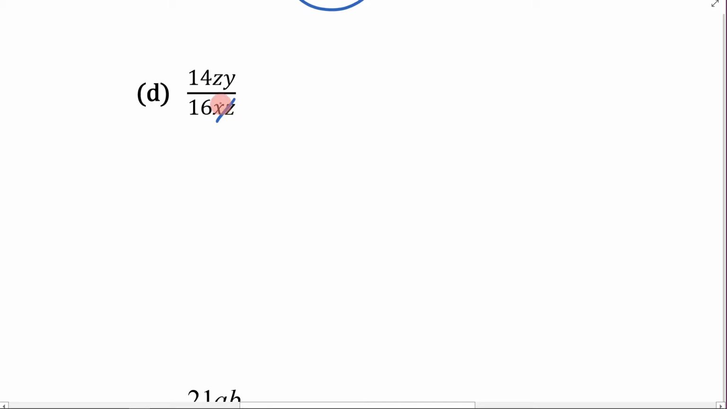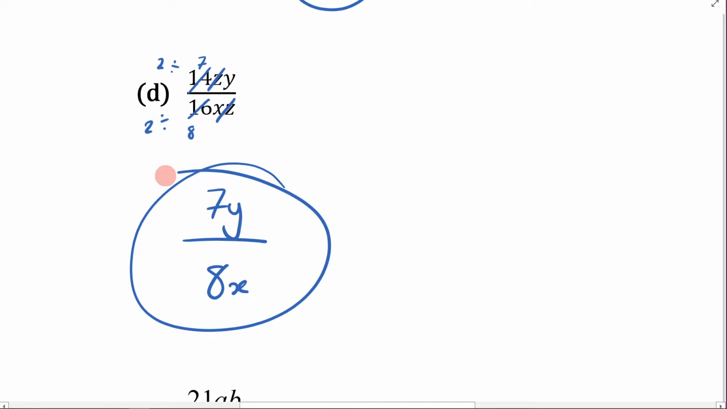This Z will cancel with this Z, and both of these can be divided by 2. This will become 7. This will become 8. It's going to be 7Y on 8X. Perfect. That is my answer. Let's now move on to the next one.